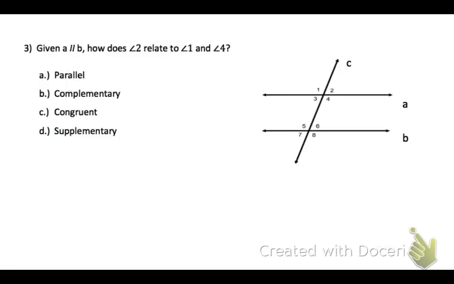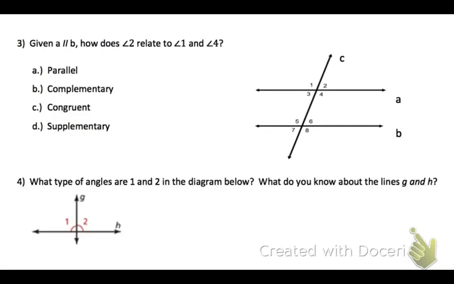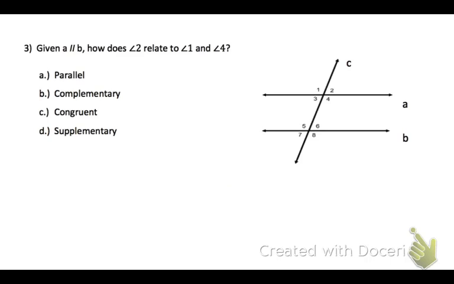Question 3. Given A parallel to B, how does angle 2 relate to angle 1 and 4? Well, angle 2 in relation to 2 and 4, in this case, are angles that are supplementary, and 1 and 2 are also supplementary. Form a linear pair.